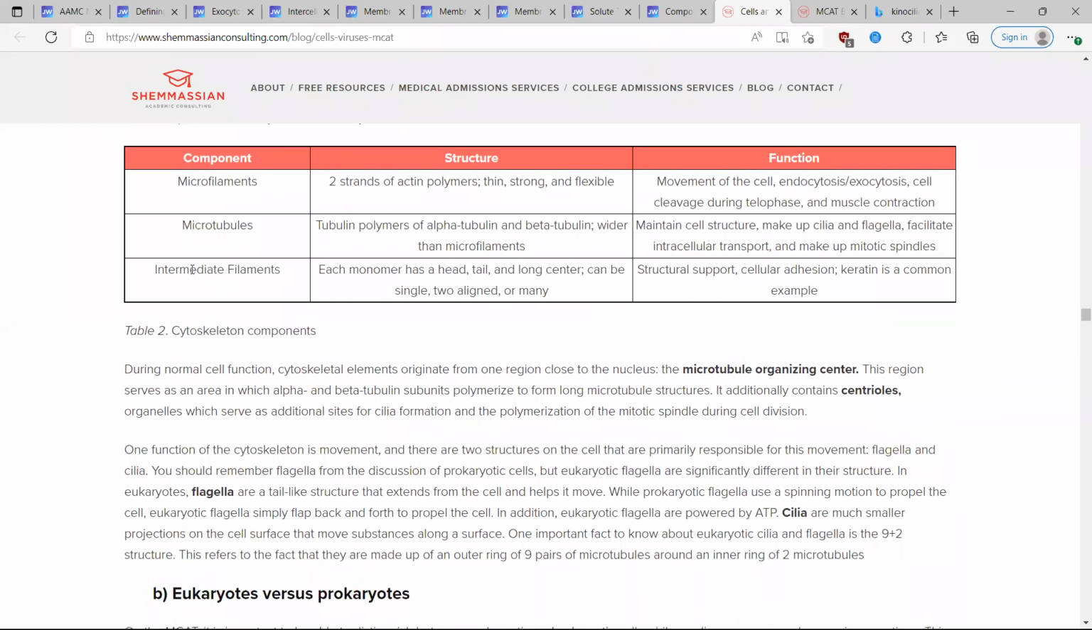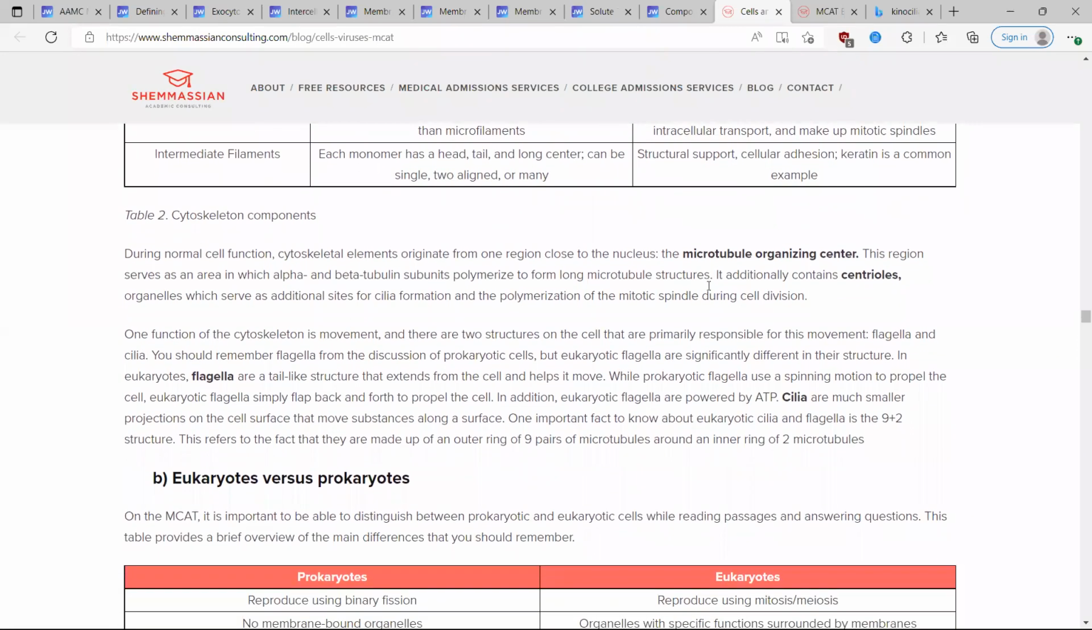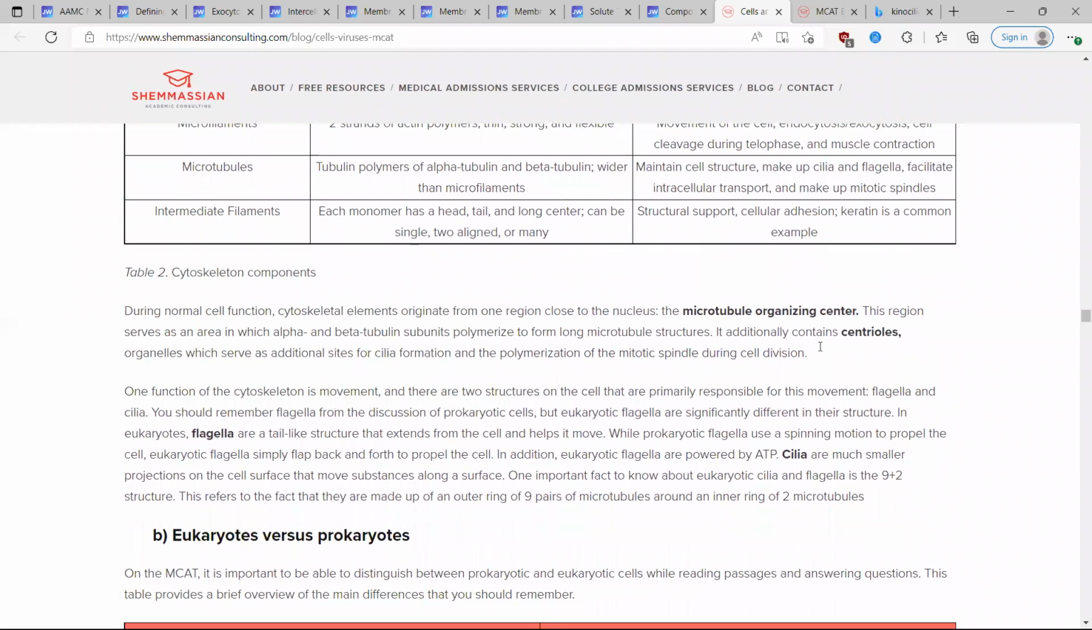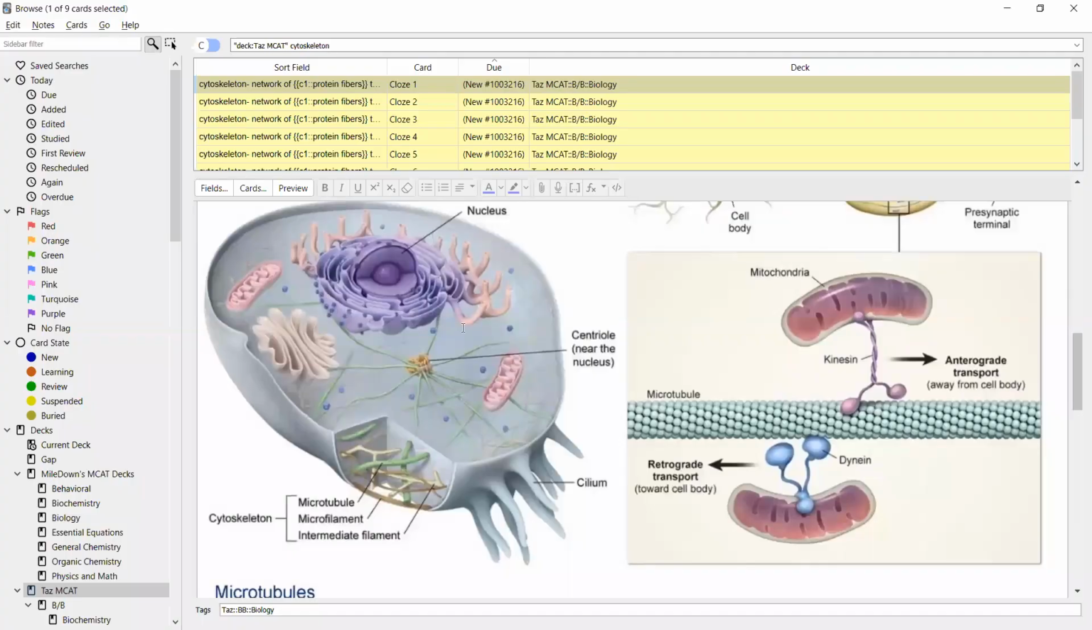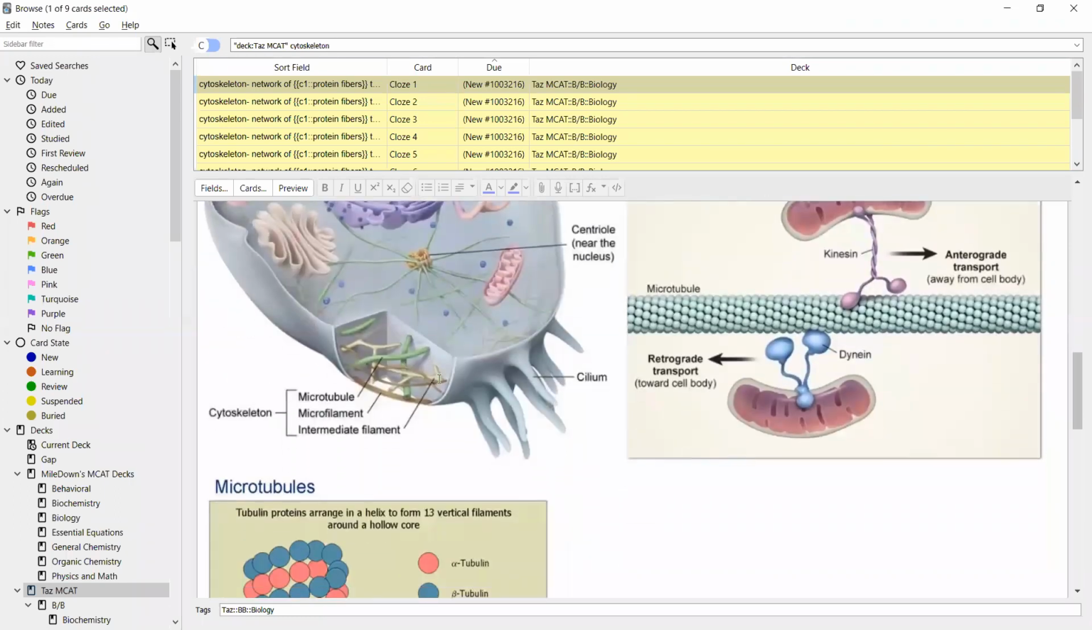And then we have the intermediate filaments, and these guys are just for structural support and cellular adhesion, for example, keratin, like you have in your nails. Right after this, we're going to talk about the junctions, but basically the cytoskeleton originates from a region close to the nucleus called the microtubule organizing center. It also contains centrioles where things like the cilia form. You can see here, the centrioles right near the nucleus, and that's where it all stems out from.